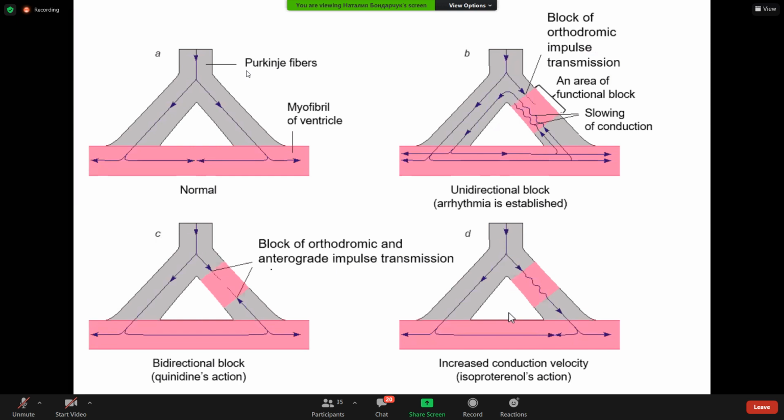From the left, it will go to all regions of the conducting tissue of the heart. And on the right here, isoproterenol, a beta-2 adrenergic drug, is used. So this drug increases conduction in the ischemic area and thus helps the orthodromic impulse to travel through this ischemic region.